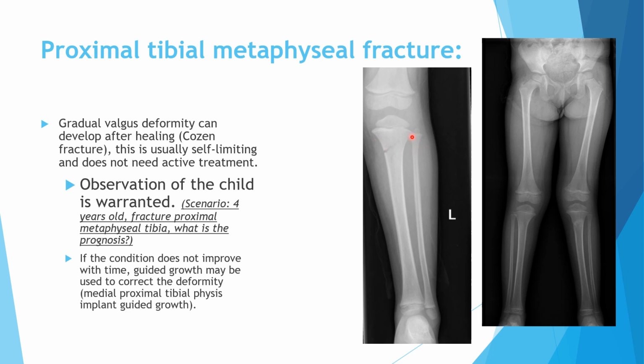So proximal tibial metaphysis, usually the fracture will heal with no problem. Sometimes you will get what's called Cozen fracture or Cozen phenomenon, in which the child with time will develop valgus deformity, as you can see here in this X-ray. This is a follow-up for this X-ray. What happens is that there is asymmetrical growth of the proximal tibia, with more growth medially, resulting in valgus deformity. Treatment is observation. Most of these cases will improve with time. If it does not improve with time, you can proceed with guided growth here on the proximal medial side.